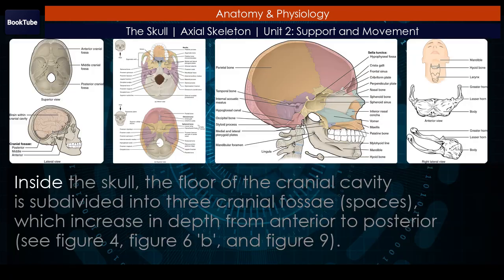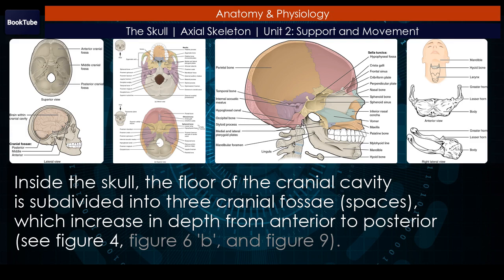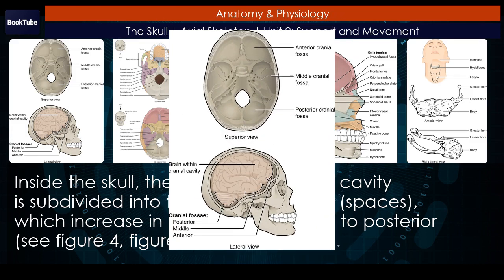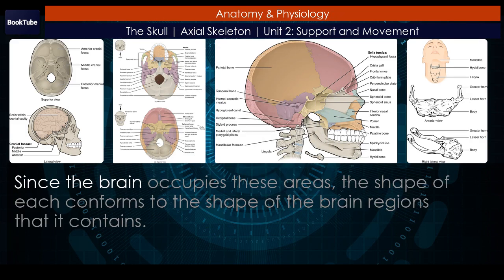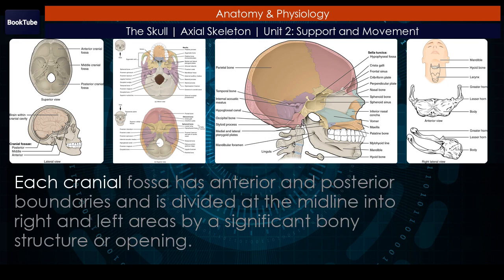Cranial fossae. Inside the skull, the floor of the cranial cavity is subdivided into 3 cranial fossae spaces, which increase in depth from anterior to posterior. See Figure 4, Figure 6b, and Figure 9. Since the brain occupies these areas, the shape of each conforms to the shape of the brain regions that it contains. Each cranial fossa has anterior and posterior boundaries and is divided at the midline into right and left areas by a significant bony structure or opening.